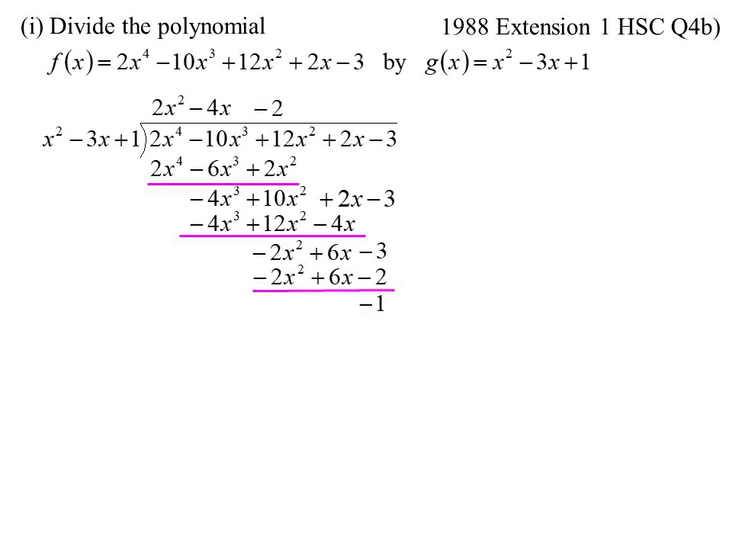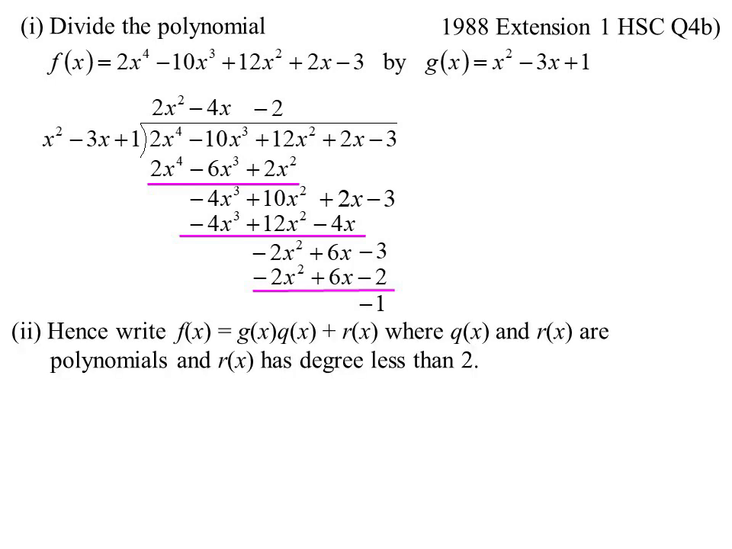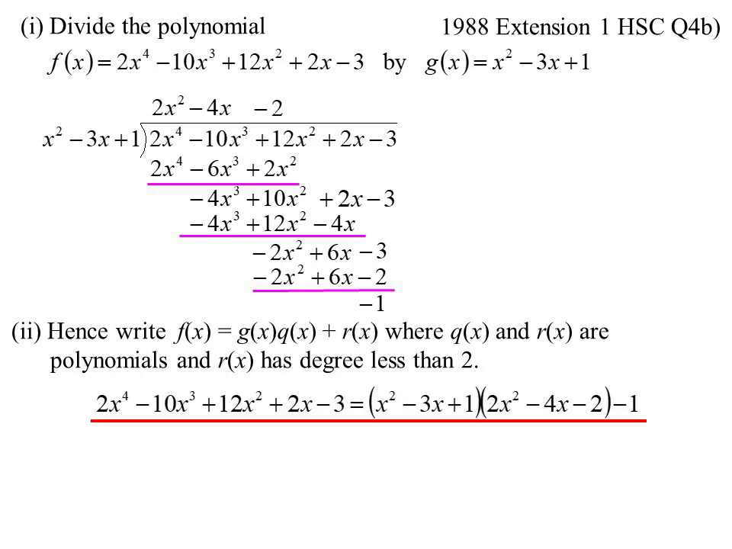Now this question simply said divide it. So I suppose technically I've done it. I could have left my answer like that. The reason I go on is because this particular year, they then said, hence go and write it. In the next question, I'll go write it, and there it is. So we have it as the quotient times the divisor plus the remainder of negative 1.